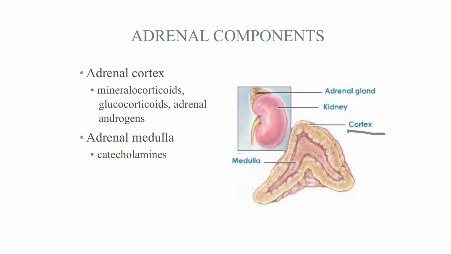The cortex is the covering portion, which is made out of three distinct layers that we can visualize when stained histologically: the mineralocorticoids, glucocorticoids, and adrenal androgens. At the center, we have the medulla, the medullary region, which has cells in it responsible for the production of systemic catecholamines. And the catecholamines refer to dopamine, epinephrine, and norepinephrine.